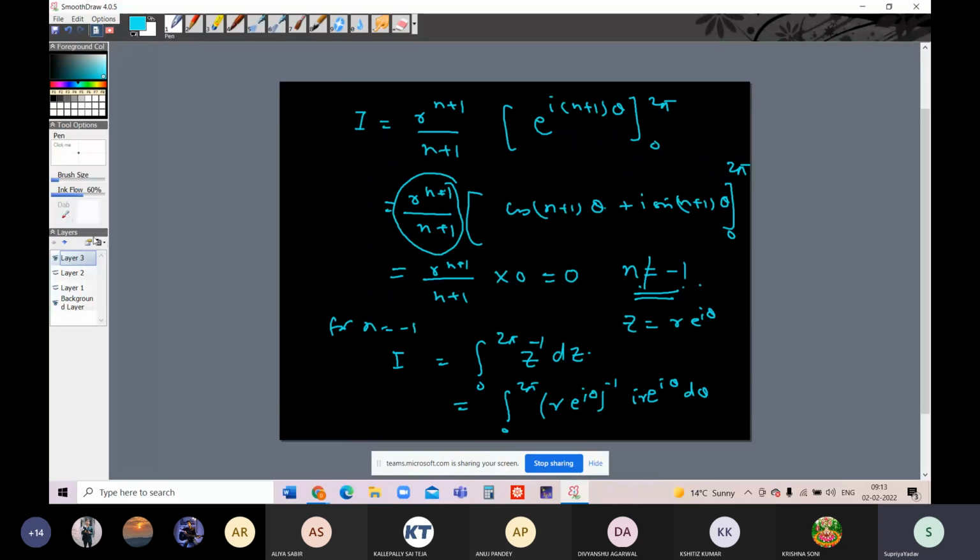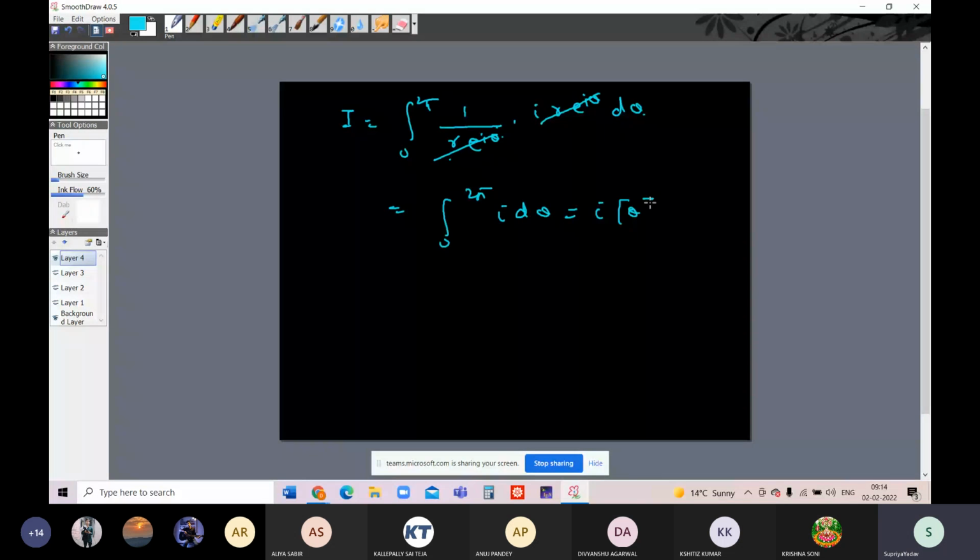So we will get I is equal to the integral from 0 to 2 pi of 1 upon r e^(i theta) into i r e^(i theta) d theta. So this will be cancelled. We will get the integral from 0 to 2 pi of i d theta, and after integrating it, we will get i theta from 0 to 2 pi. So 2 pi i.